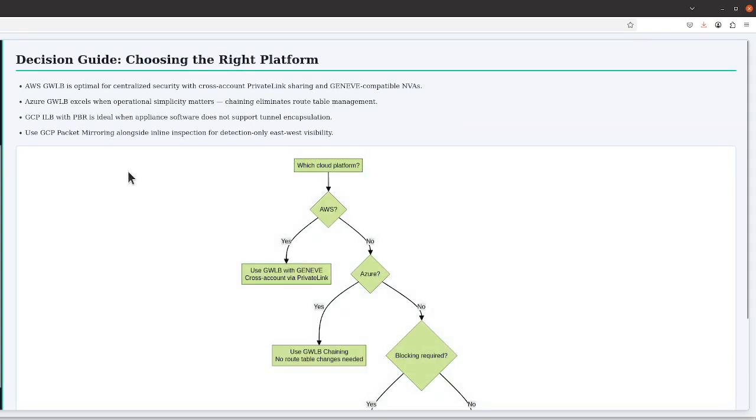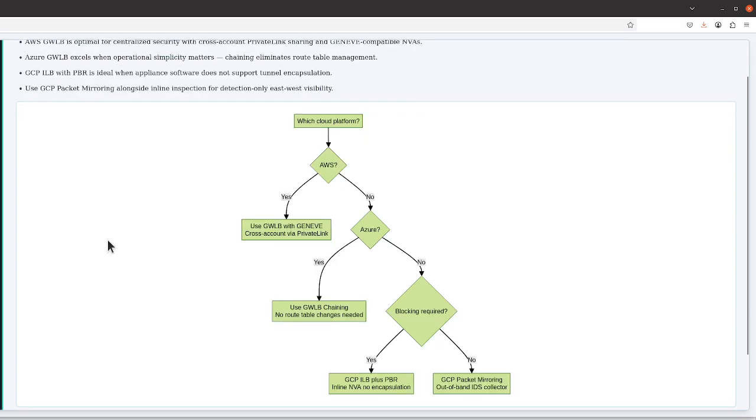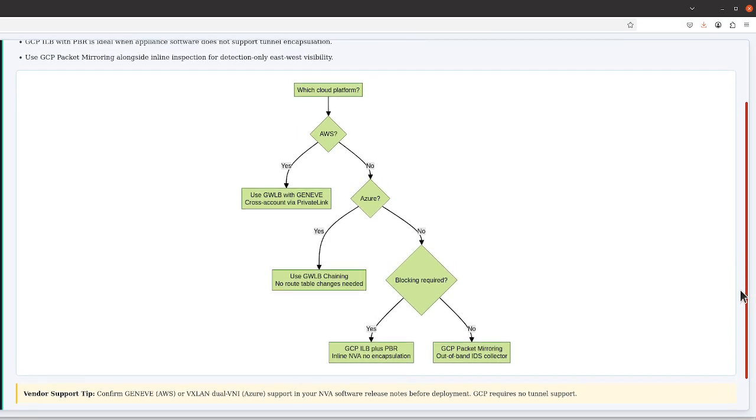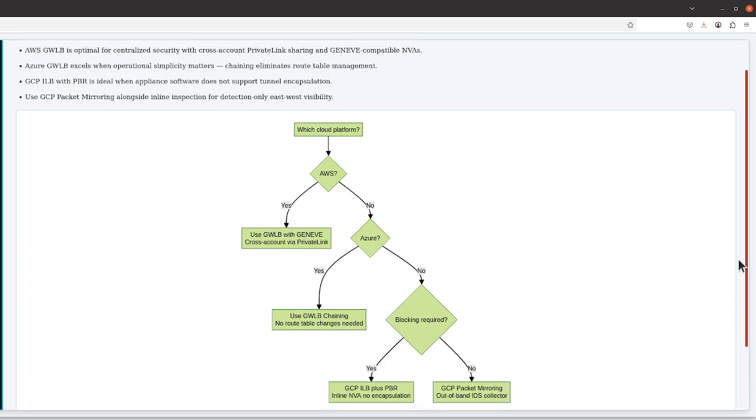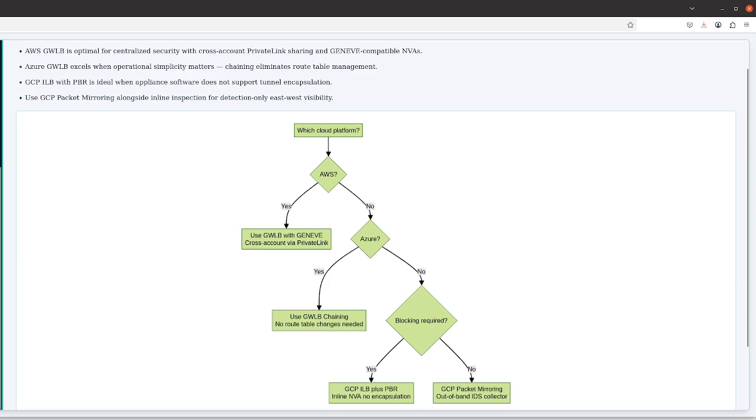Decision Guide: Choosing the right platform. In this final slide, we consolidate the architectural insights from this series into a practical decision framework. The choice of which gateway load balancer model to use is driven by several factors: your existing cloud platform, the NVIDIA software you have standardized on, your operational model for route management, and whether you need inline blocking or out-of-band detection.